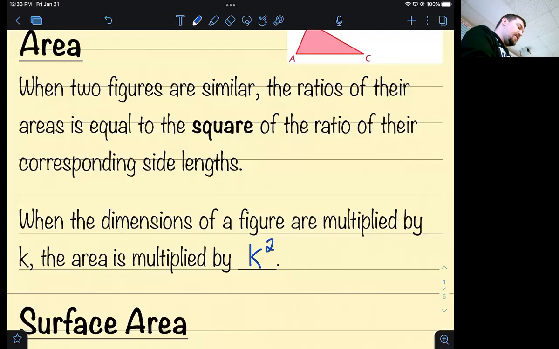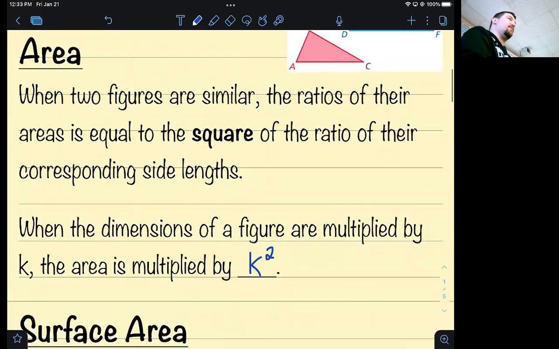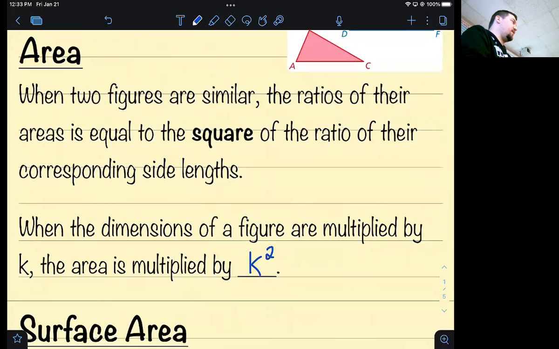Now, what do you think the factor is going to be for the surface area? Is that going to be different than the area ratio? Is it going to be the same, greater, less than? What do you guys think? Xander? K cubed. For surface area?